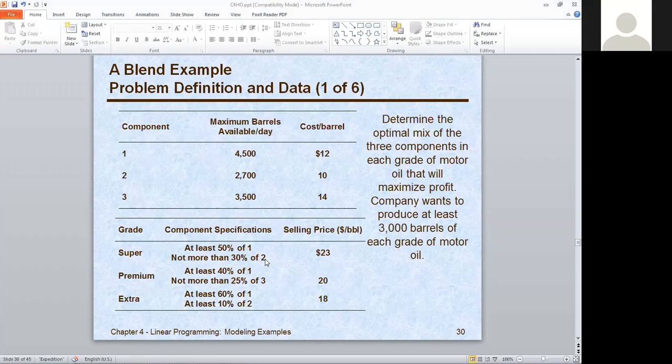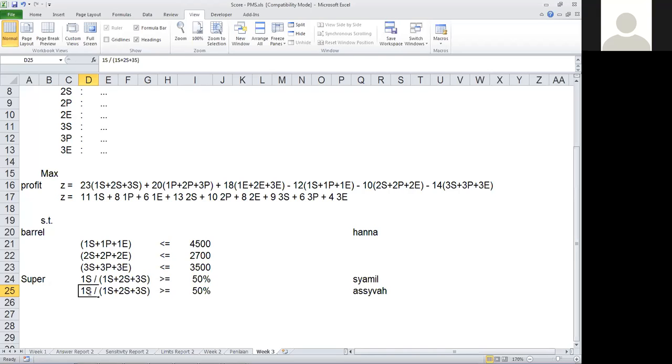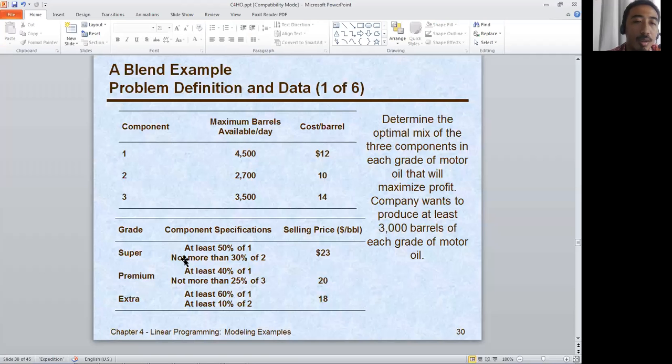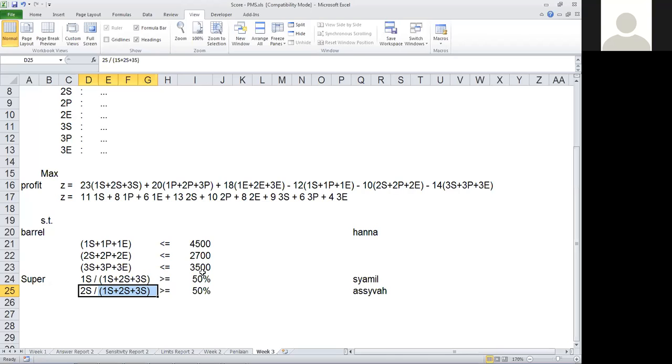What do you think? 1s changed to 2s. Yeah, we change this into 2s. So it means the proportion of 2 in product S, right? Can you see this? The proportion of 2 in product S, right? And this proportion could be or couldn't be or must be what? The statement like this, not more than 30% of 2. Less than or equal to 30%. Okay. Understand?